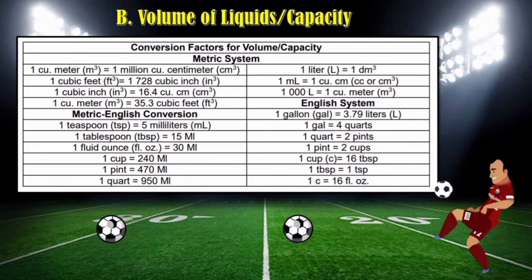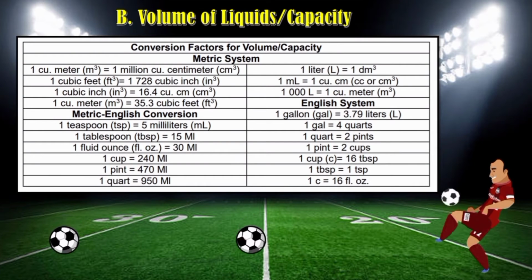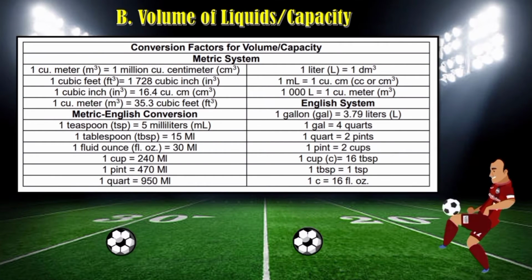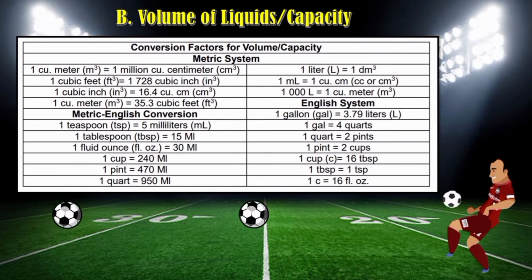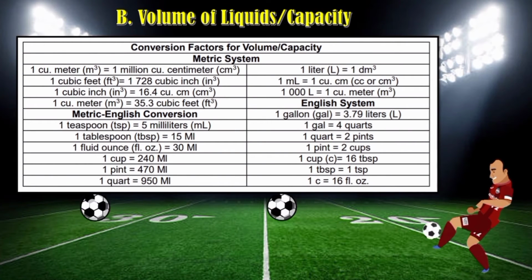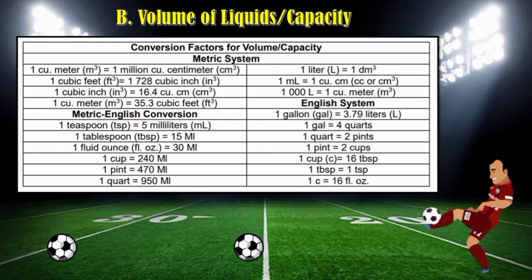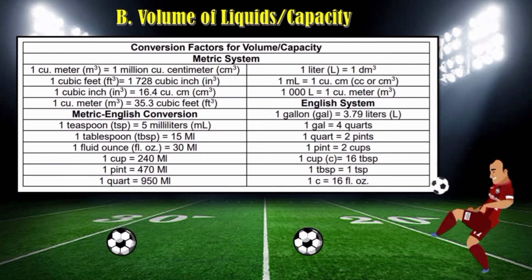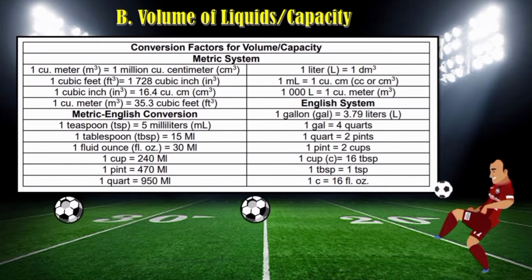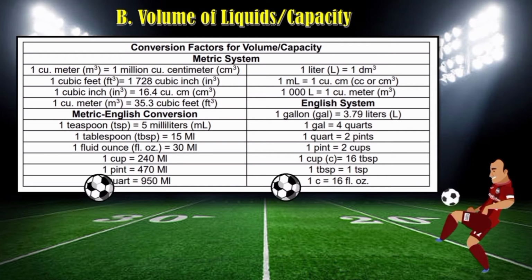Now for metric to English conversion, we have 1 teaspoon is equivalent to 5 ml. 1 tablespoon is equivalent to 15 ml. 1 fluid ounce is equivalent to 30 ml. 1 cup is equivalent to 140 ml. 1 pint is equivalent to 470 ml. And 1 quart is equivalent to 950 ml.